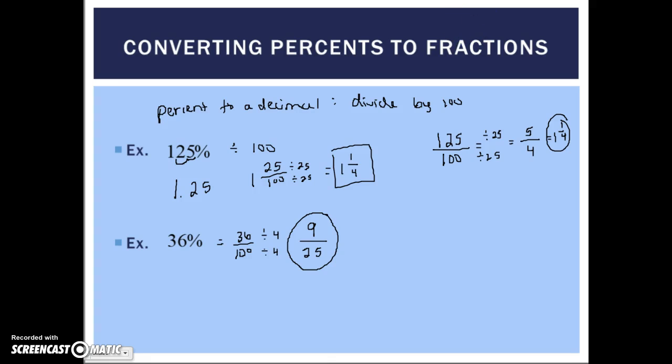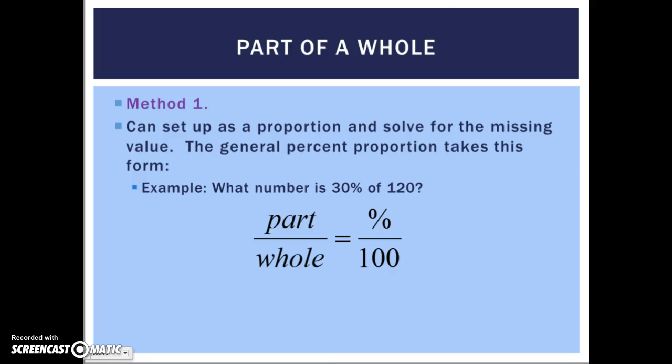The next part of this lesson has to do with converting or finding percents of a number, or part of a whole, they call it. And there's really two methods for solving these. The first method, you can set up a proportion like we've been using in this unit and then solve for the missing value. And this is the general percent proportion you'll use. So part of your number out of the whole equals the percentage amount out of 100. So make sure you have this in your notes. Write this down so that you've got it.